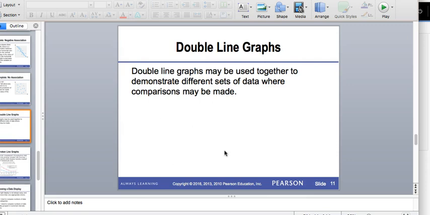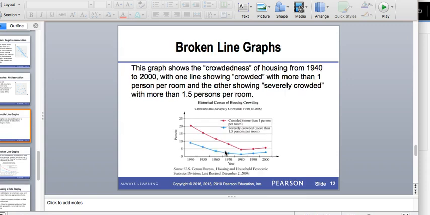We also look at double line graphs. Double line graphs may be used together to demonstrate different sets of data where comparisons can be made. These are very useful if you are making comparisons. So this graph shows the crowdedness of housing from 1940 to 2000. One line shows crowded, with more than one person per room, and the other line shows severely crowded, with more than 1.5 persons per room. And so we can look at that comparison. It's really nice to do that on the same graph.